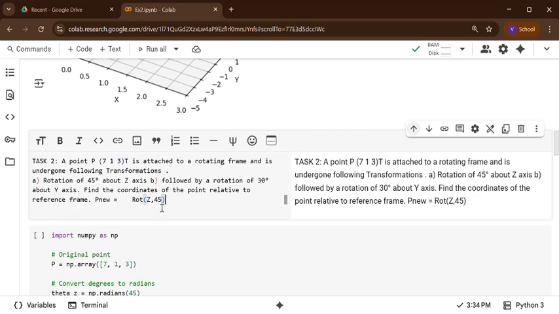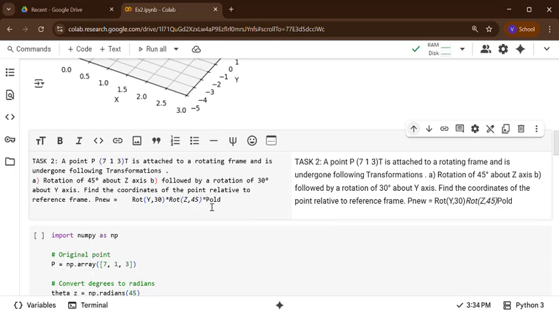What is the second rotation? Okay, since this is with respect to the reference frame, you have to pre-multiply. Whatever the rotations may be, you have to pre-multiply. So pre-multiply. What is the next one? Rotation, axis is Y, comma 30. Okay. Then once you do that, this multiplication should come over here. Then finally it should be multiplied by P old. That's all. So this is the equation.